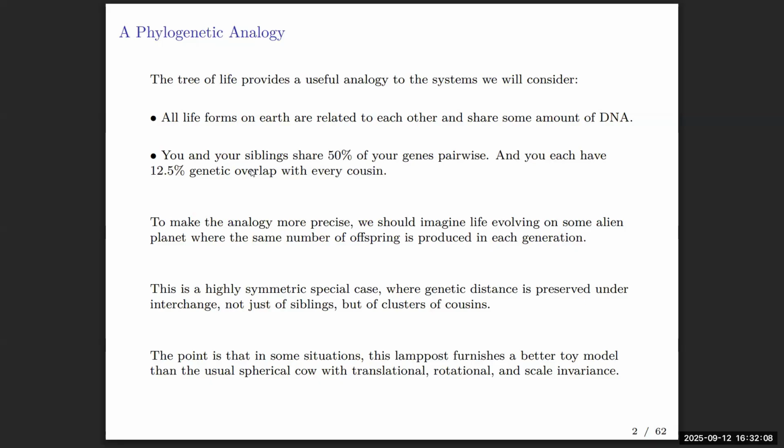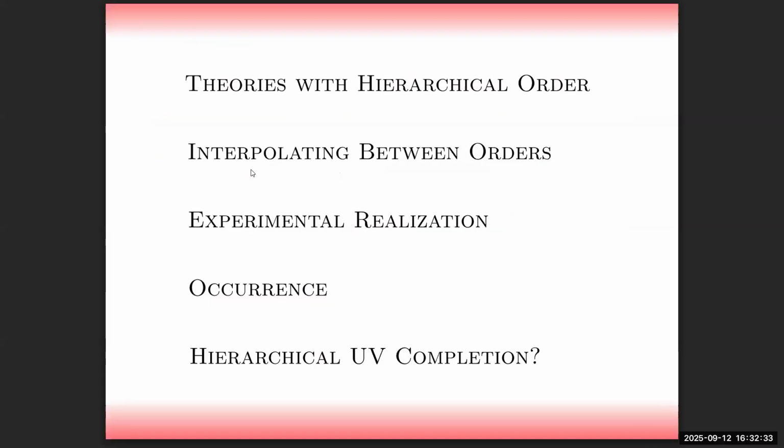Okay. But to make this analogy more precise, we should imagine some life where each generation has the same amount of offspring. And of course, if you think of biological systems, that would be some very specialized toy model where every generation has the same number of offspring. But the point is just that there are some cases where this kind of lamppost can be a better toy model than the more familiar spherical cows we use in physics.